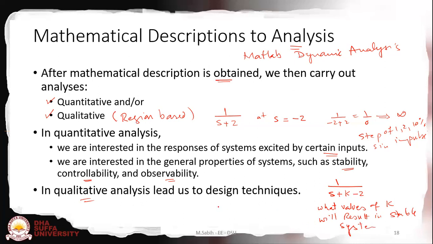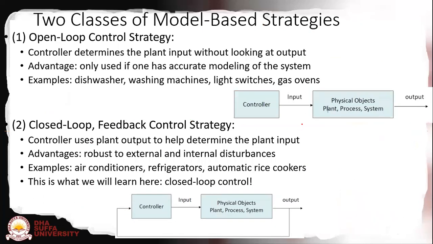For that one, we will find some range of values for K for the system to be stable. So design techniques help us. Linear matrix inequality is another example of that.